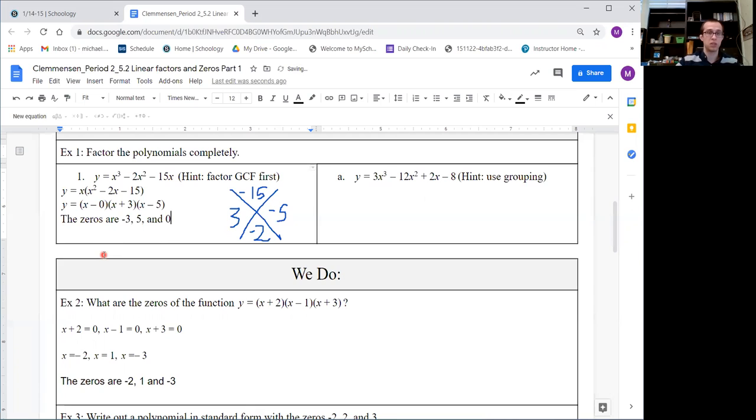So my answer is 0, which for a lot of people feels really awkward. Right? But whenever I just have an x by itself, we aren't going to see it like this. We're going to see it like this. We should know that it's just a 0.